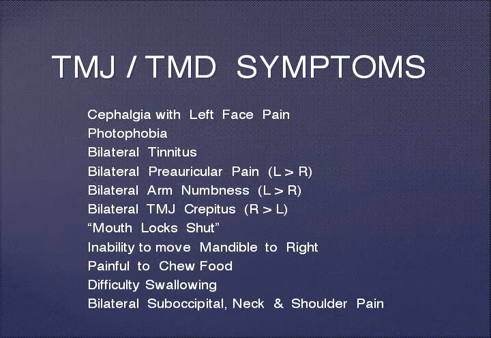She also complains of headache with left face pain, photophobia, bilateral tinnitus. She complains of bilateral preauricular pain, left side worse than the right, bilateral arm numbness, left side worse than the right, bilateral TMJ crepitus, right side worse than the left. Her mouth locks shut, inability to move her mandible to the right, painful to chew food, difficulty swallowing, bilateral suboccipital pain, neck and shoulder pain.